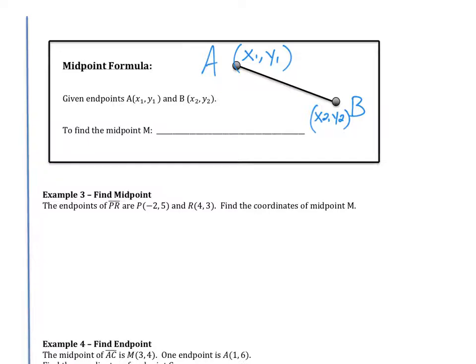Okay? And to find the midpoint when we have coordinates, what we're going to do is take the x values and add them up and divide by 2. And then take the y values, add them up and divide by 2. And that's going to give us our midpoint. And the midpoint's going to be an x and a y.